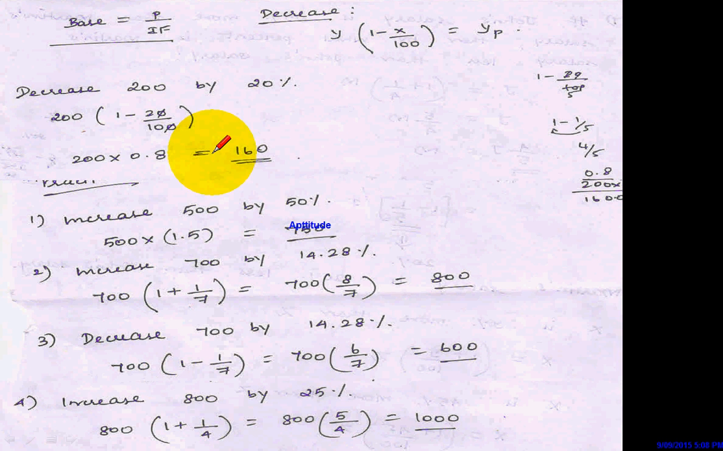Yes, now the problem is decrease 200 by 20%. The base is 200, and you need to decrease by 20%. Since it is decreased, the integrating factor should be minus. So 1 minus 20 by 100, giving 200 into 1 minus 20 by 100.